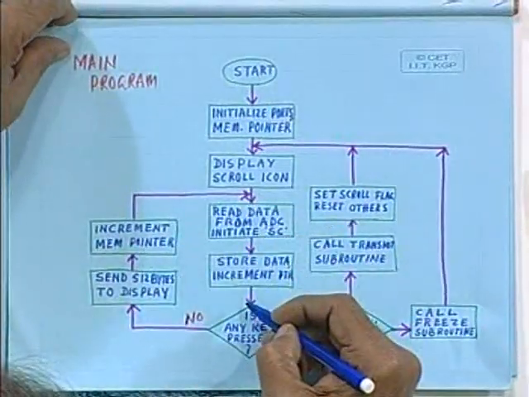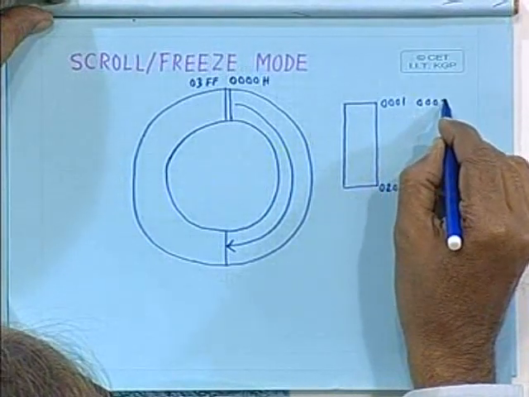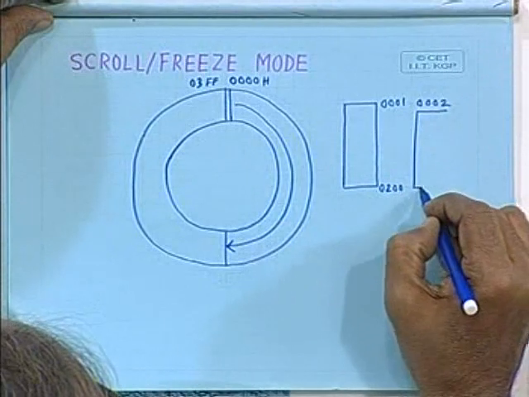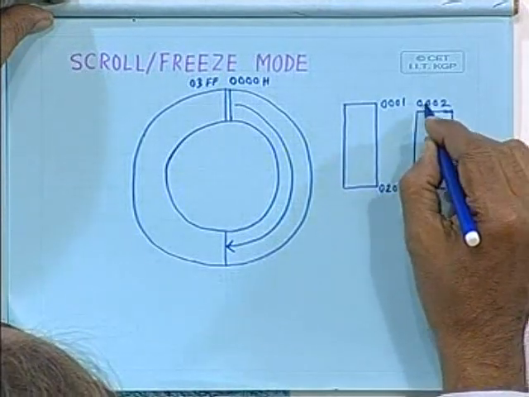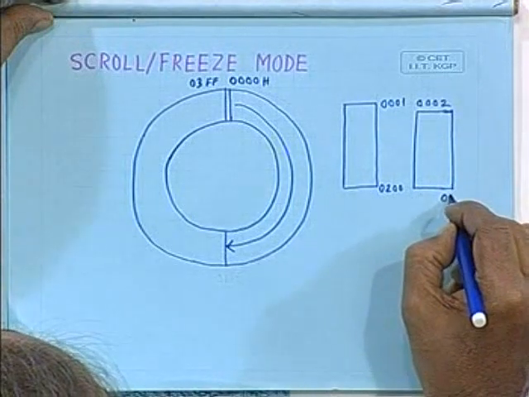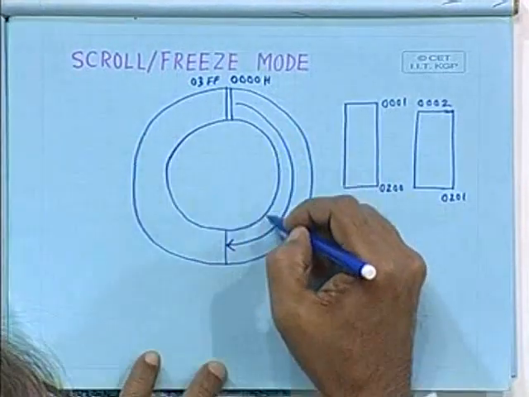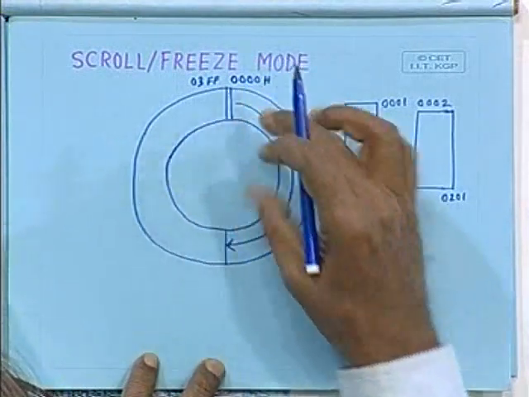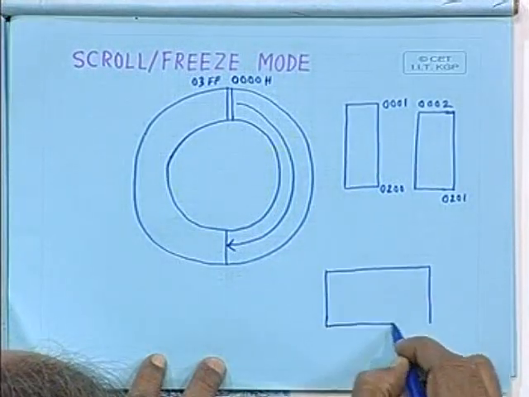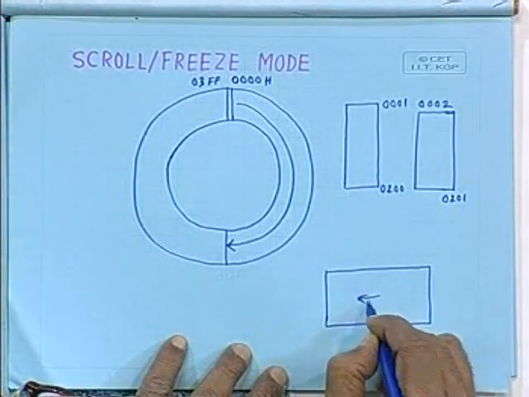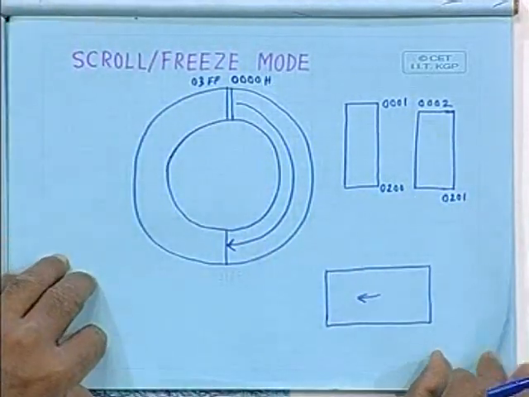Next time when it comes back, it stores the data in the location 0002, and the already acquired data is sent to the digital to analog converter, and from 0002 it is sent to 0201, that is again 512 bytes. In this way it proceeds and completes the 1 kilobyte, but at a time only 512 bytes are shown. On the screen of the CRT, you will have the impression that data is gradually shifting very slowly towards the left. That's why we have given the name scroll mode. We shall explain the freeze mode a little later.